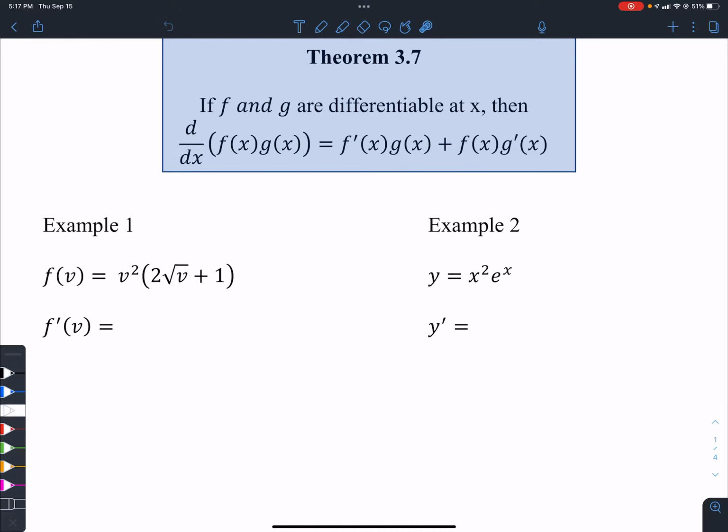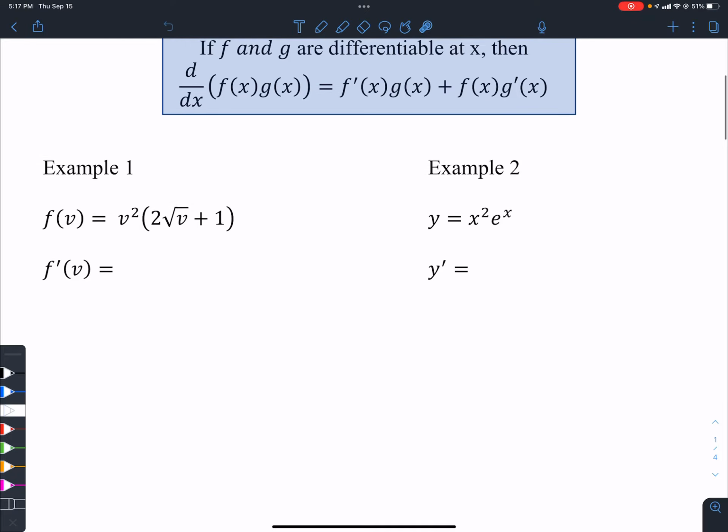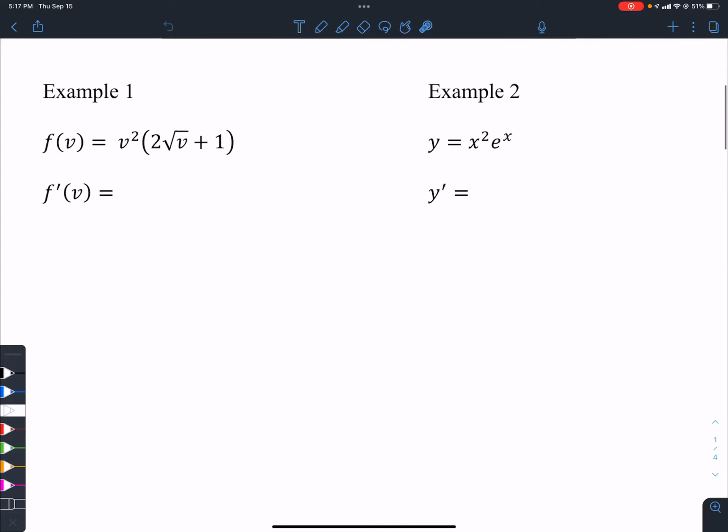Now you could do this in any order, because addition is commutative. It doesn't matter which one goes first. You just have to have both of them there. So, pretty simple rule. Make sure that you follow it. And we have an example. I'm going to do it two ways. I'm going to do it the easier way, and I'm going to use the product rule.